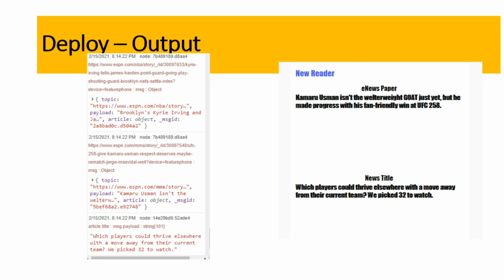Then deploy it so that we can see the output in the debug monitor as well as in the dashboard UI. So now you can see which player. I have included player in the switch node, so wherever the title has player, that will be displayed in this section. If you want to know more details about the topic, you can click topic. If you want to know about the article, you can click the article in order to see the output.